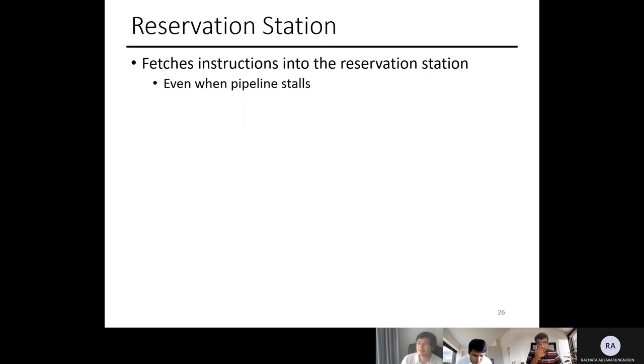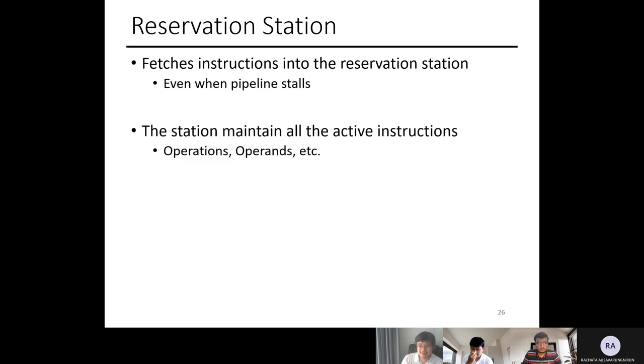So here's what goes into the reservation station. When you fetch an instruction, you put that instruction in, and you keep fetching even though the pipeline is stalling. You aggressively fetch into your reservation station, and the station maintains every single active instruction. This is different from the instruction window. These are the active instructions that you fetch and seek the operands and operation for. When all the operands are ready, you dispatch.